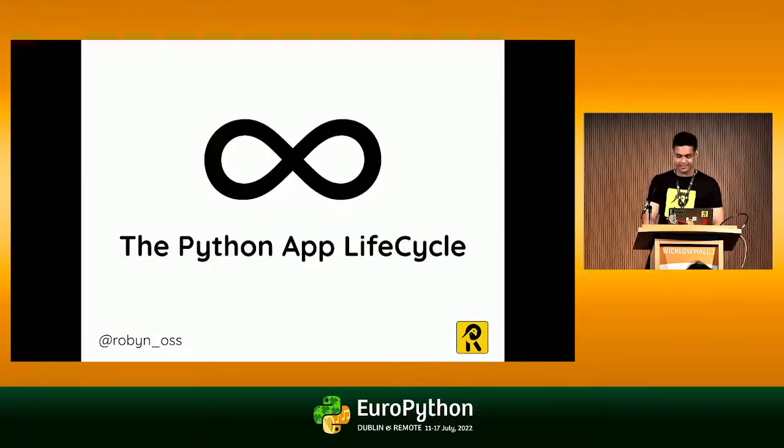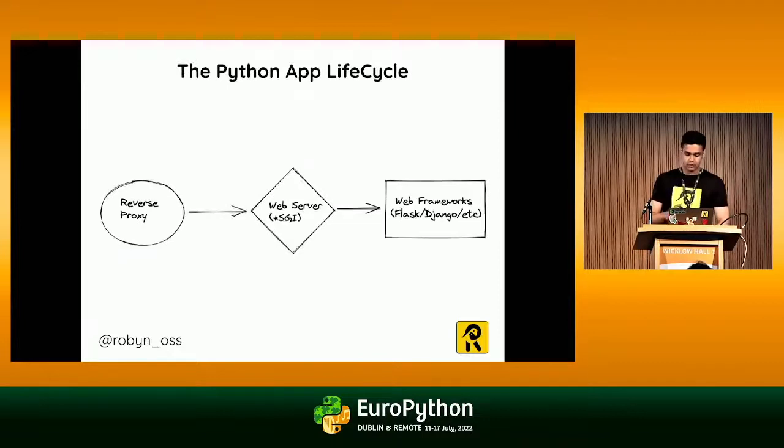Now coming to the technical part of the talk. Let's have a look at the traditional Python web app lifecycle. Usually we have a reverse proxy in the frontmost part, then a web server. A reverse proxy is something like Nginx, Caddy. A web server is an ASGI or a WSGI server. And finally, we have our web framework sitting at the end, called Flask, Django, FastAPI, and so on.